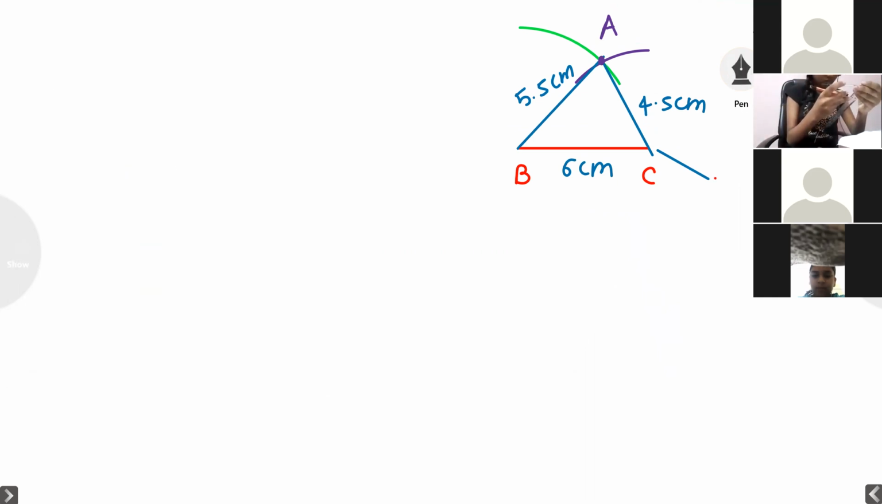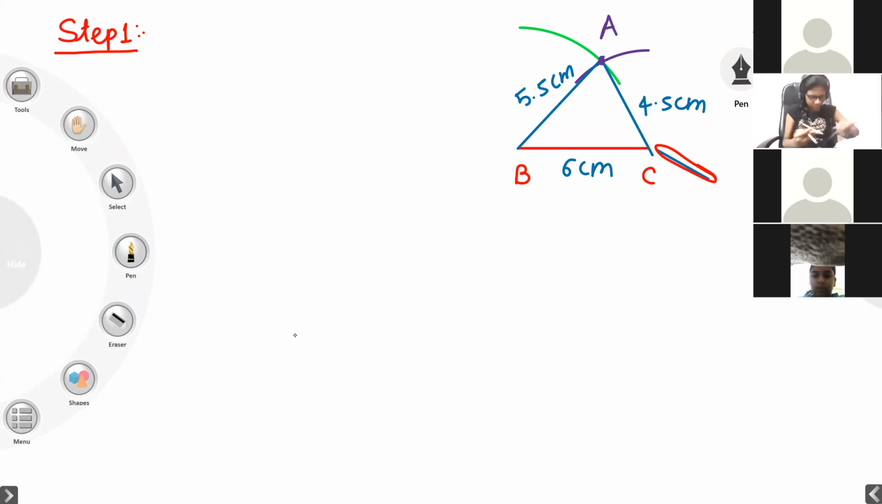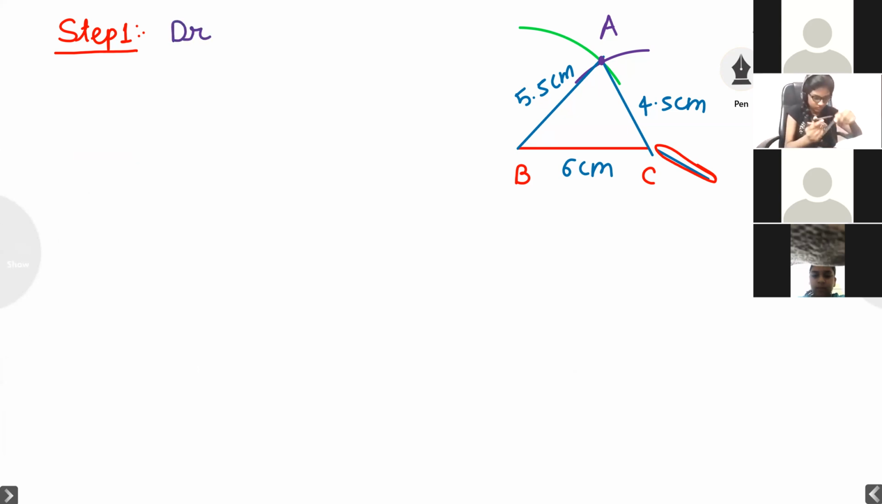This line, don't erase, students. Step 1, draw line segment BC equal to 6 centimeter.